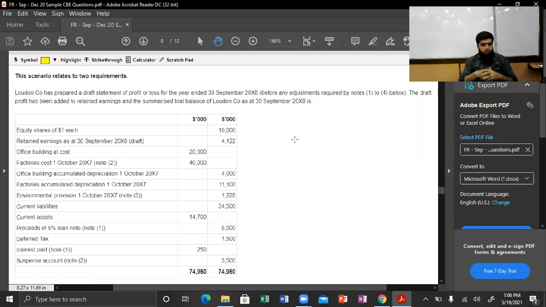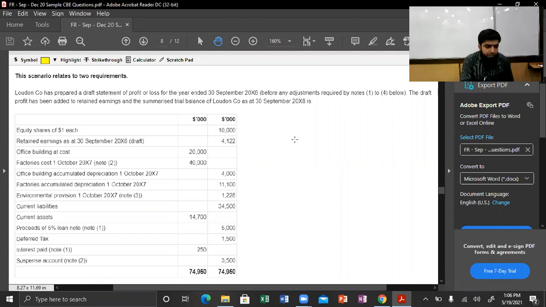Bismillahirrahmanirrahim. Let's start with the past paper question. That is the question of September 2020 attempt. There is a final account question, and let's start the question and see what adjustments are there and what is the requirement of this question. First of all, let's read out the question.